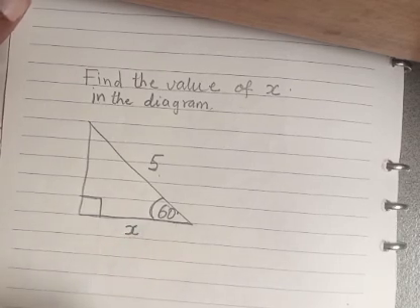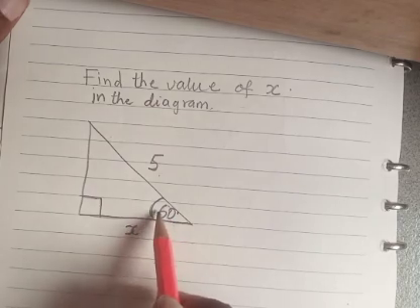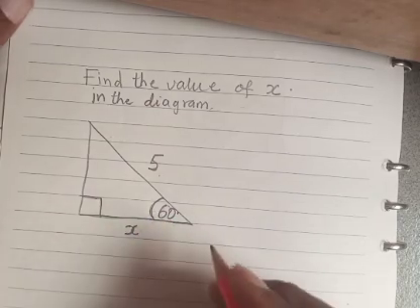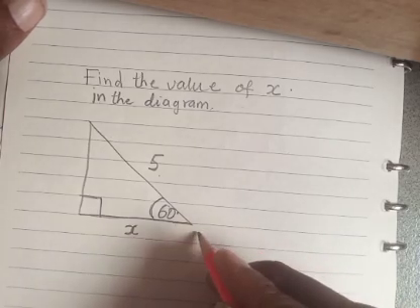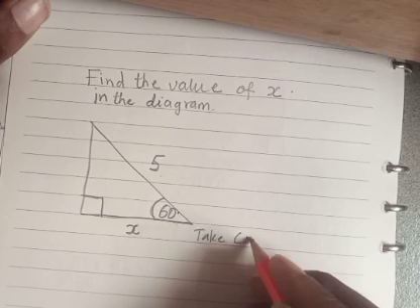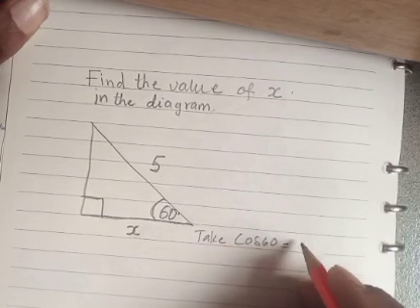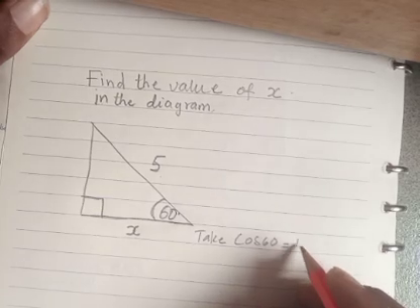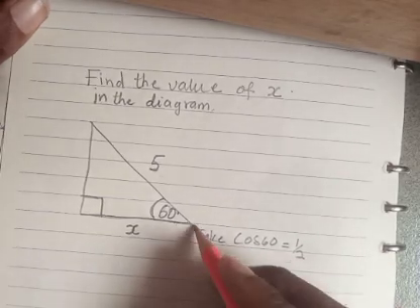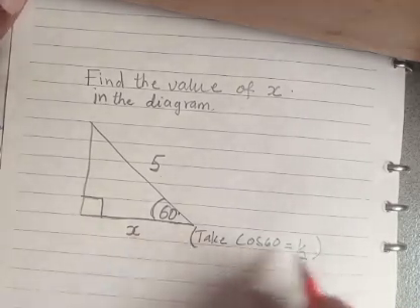Now at JHS level, because we are not allowed to use a calculator, they must give you the value of cos 60, right? So it could be that they tell you to take cos 60 to be equal to half. Okay, so that is the value. When you use a calculator to manipulate it, you get half, right? So we are going to use this.